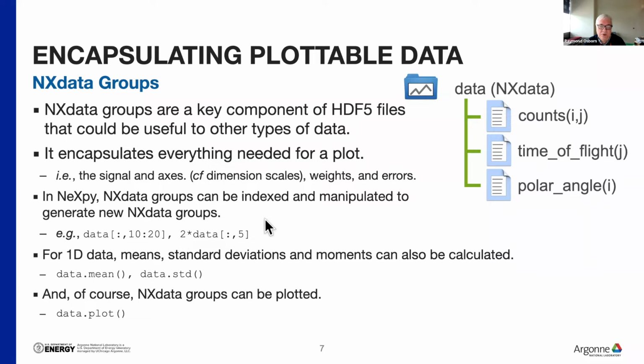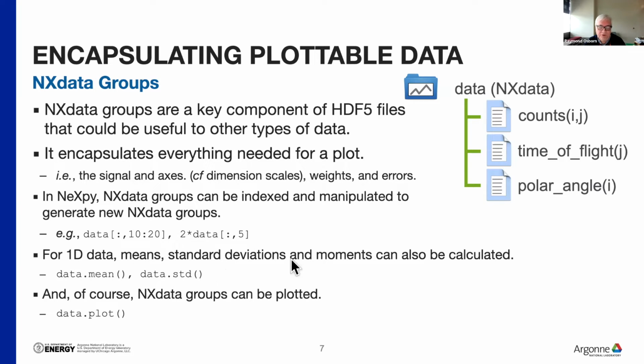And you can even do arithmetic operations on it: add, subtract, multiply, divide. So that if, for instance, you need to subtract a background or something, you can subtract two NXdata groups, and the resulting group will have the corrected signal with the same axes assigned.